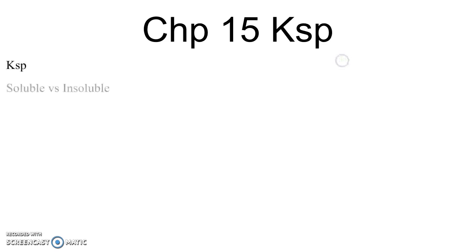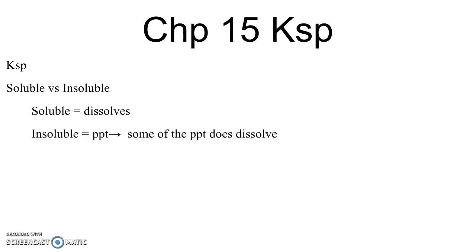So Ksp focuses on whether or not a salt is soluble or insoluble, and we've heard of those terms before. Soluble means that the salt completely dissolves, while insoluble means a precipitate forms. But what we haven't really discussed is the fact that some of the precipitate does dissolve in an aqueous system.